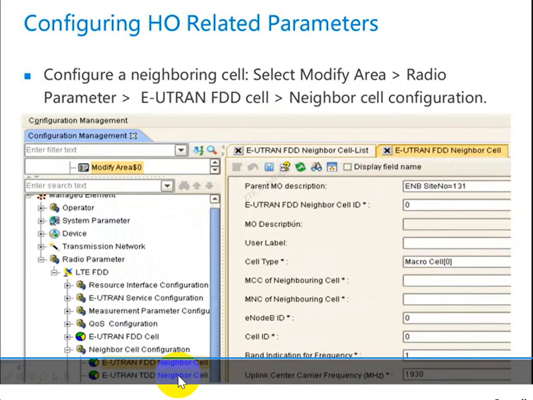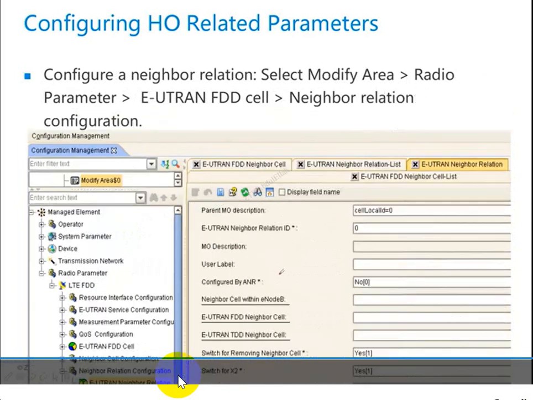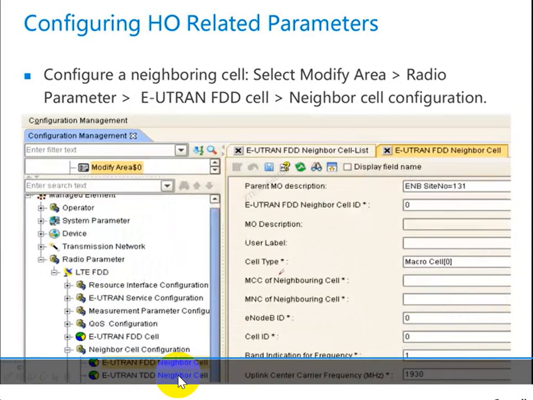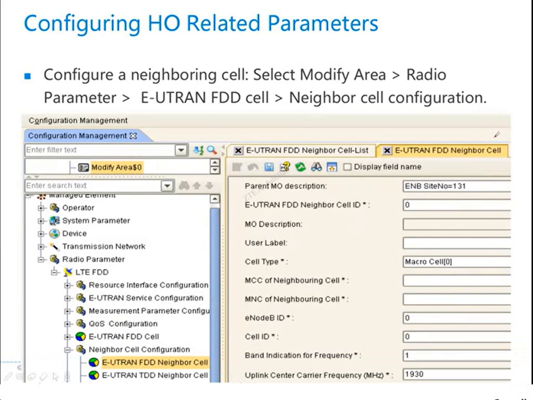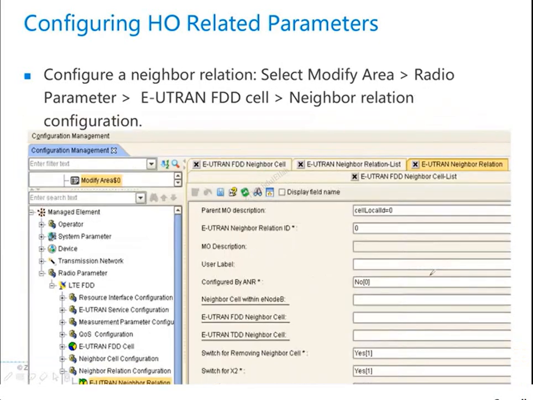Okay, and the next is about the neighboring cells. For the neighboring cells, we can see there is the FDD neighbor cell configuration and the neighbor relation configuration. In the neighbor cell configuration, we need to configure the neighbor cell information, like the neighbor cell ID, eNodeB ID, and neighbor cell frequency. We can configure it here. And the next is the neighbor relation, like what the neighbor relation is between this cell and my serving cell. We can also configure it here.